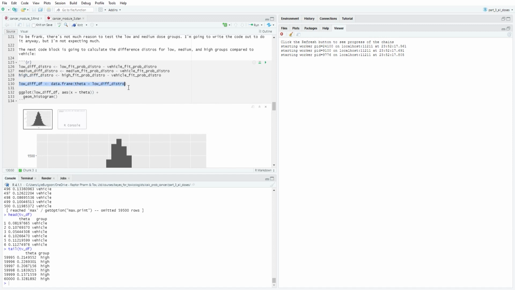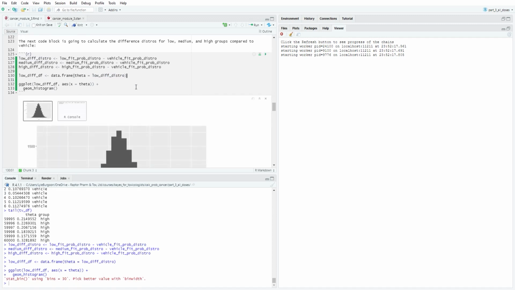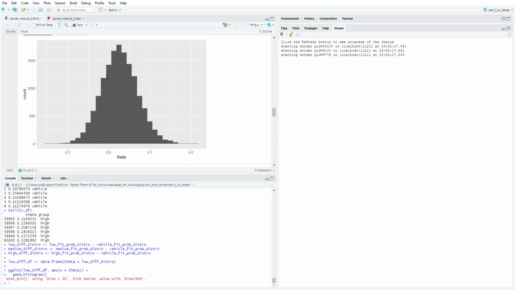And then we're going to build this data frame. This is really simple, right? We're going to call it theta as the column. So theta is the column. And there's only one thing going in, low diff distro, so we don't need a group, right? We're going to run this. And there's our diff distro.